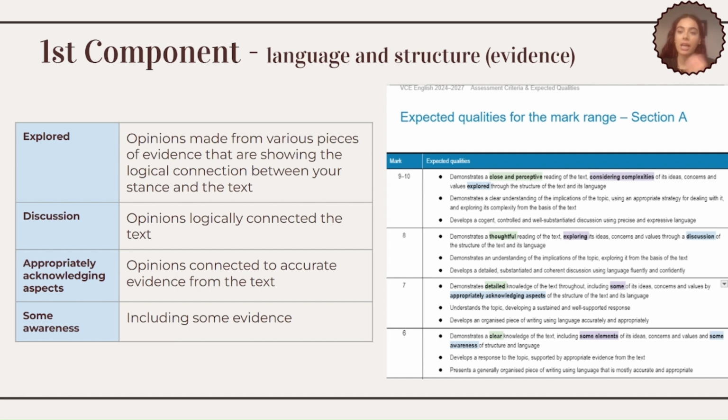A discussion. So you are logically connecting your stance with the text. That's great, right? Logically connecting your stance, 8. Exploring, the different options of evidence and how we got to our stance, and ultimately deciding on this stance with really strong evidence. Back down to 7. You appropriately acknowledge the aspects of language structure. Your opinions are connected to accurate pieces of evidence. So you're not just giving an opinion with nothing backing it, or you're not giving an opinion with something written. No. What you've included from the text is quite accurate. So then we've got 6, where you are including some evidence to back up your stances.